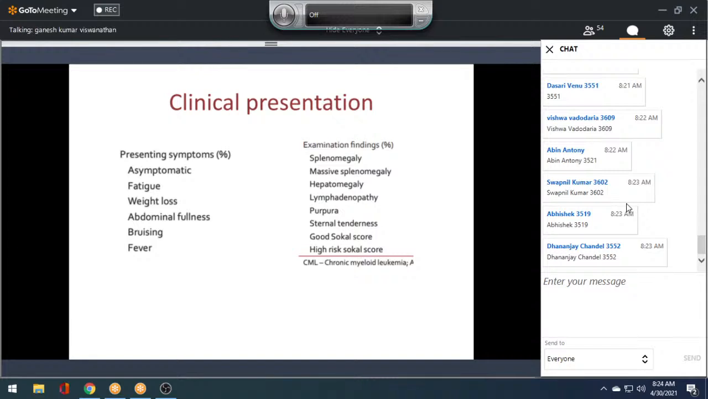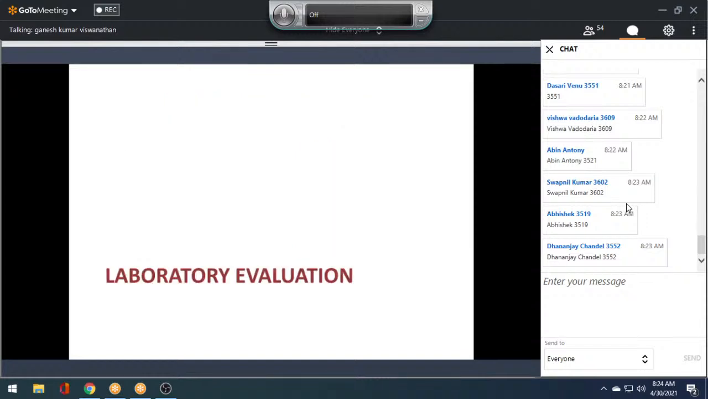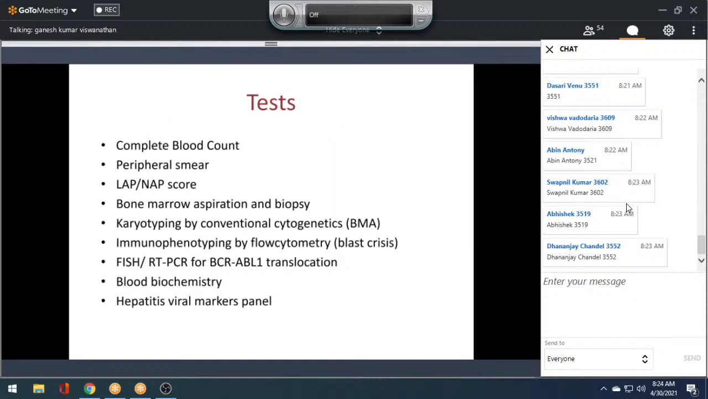So we have seen the symptoms and examination findings. Splenomegaly is a consistent and important finding to look for in CML. What are the lab tests we do to diagnose this? So we diagnose using a complete blood count. Complete blood count will show an increased number of cells, and there is presence of neutrophilia and basophilia.